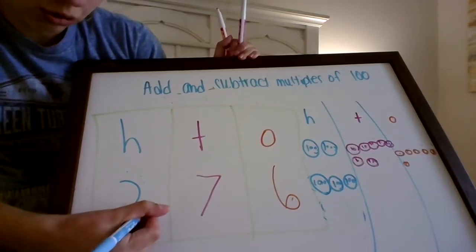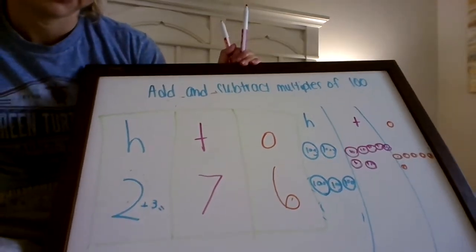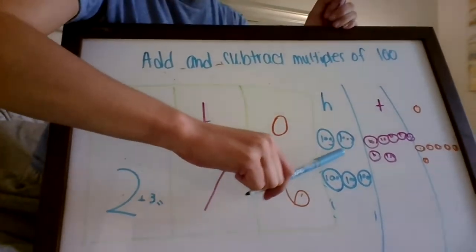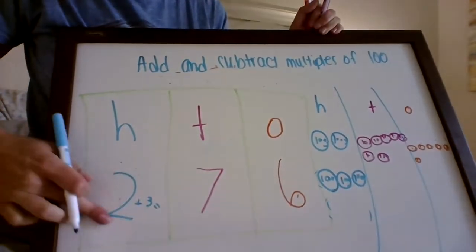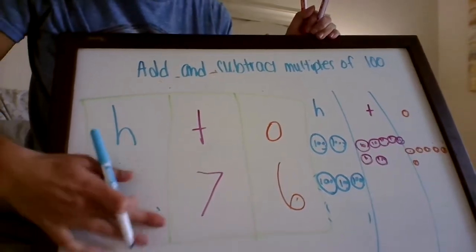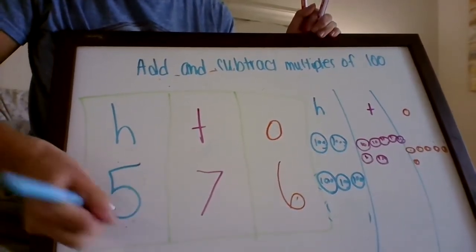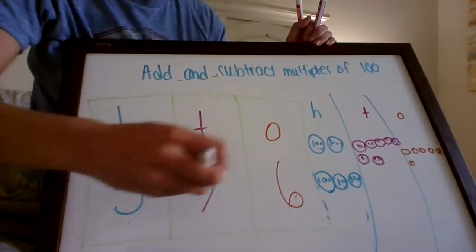So what is 2 plus 3? Well, if we look over here, I already drew it. 1, 2, 3, 4, 5. We have 500. Good. So our answer is 576.